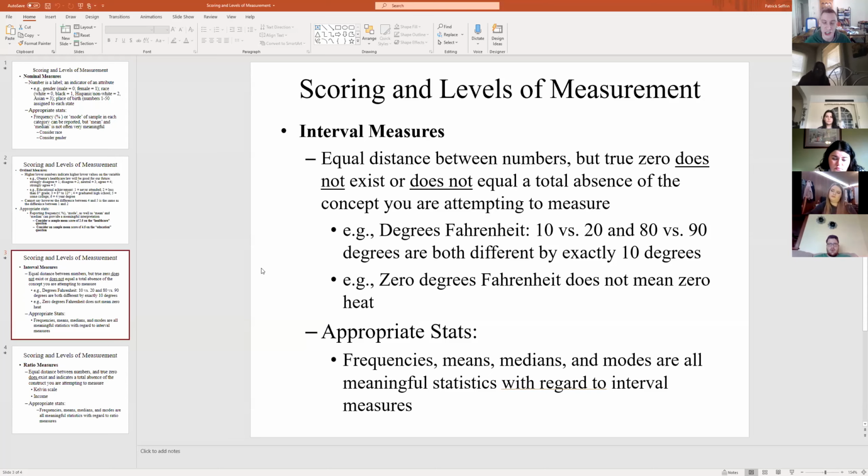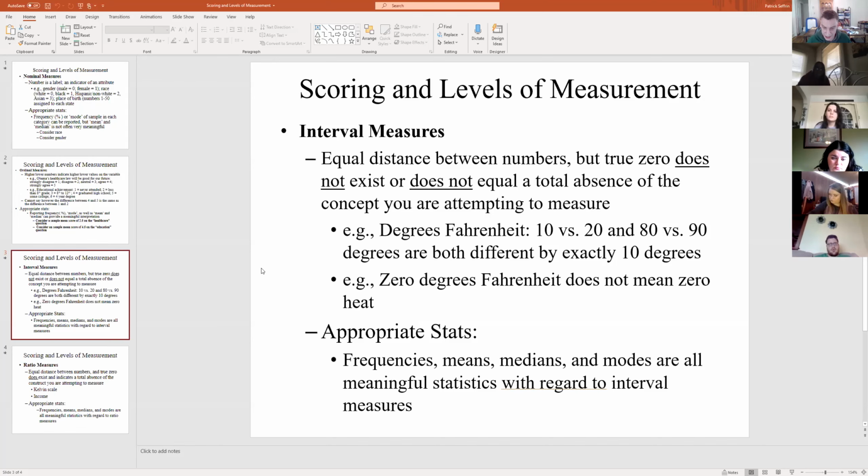So interval measures, all they are is that each step up is the same distance as the last step up from the previous level of measurement. But a true zero really doesn't exist on interval measures. This makes the most sense when we're talking about Fahrenheit and Celsius scales, where zero is just the freezing point for Celsius, and zero is just really cold for Fahrenheit, but it doesn't really mean a total absence of heat. It just means it's cold. So the appropriate stats that you can use on this, you can look at the means, the medians, the modes.